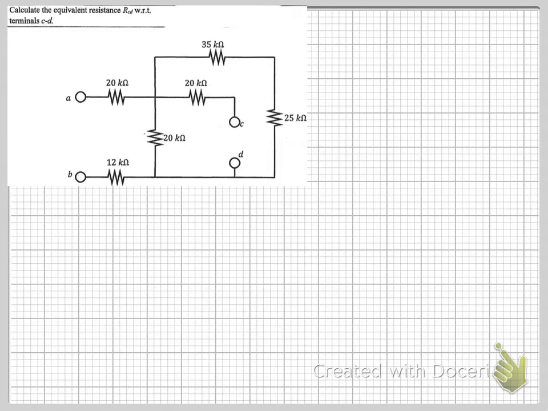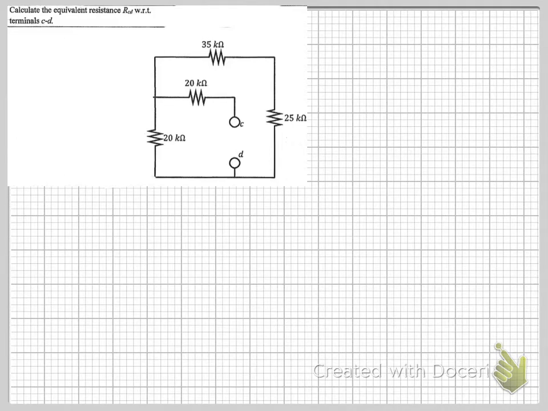This is the next question that we will be doing. So they say determine the equivalent resistance R of CD with respect to terminals CD. So that leaves us with no current flowing through A or B, because A and B are not even connected to the circuit, so no current can flow. So that simplifies our circuit to just this.